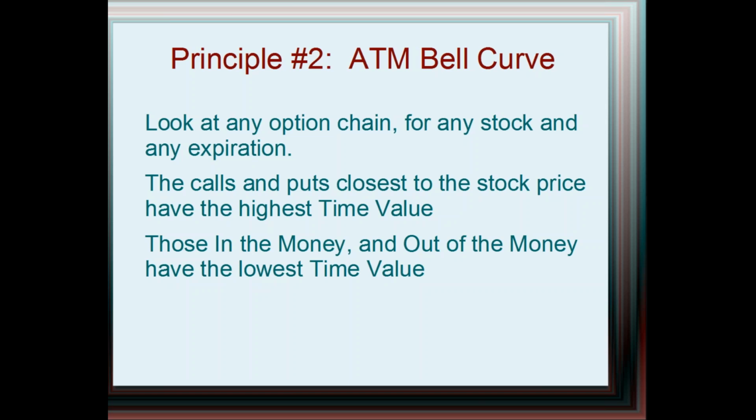It works both ways. Second principle that applies to any option strategy is, of course, the ATM bell curve. You look at any option chain for any stock at any expiration close in or far out in time. The call options and the put options that are closest to the stock price right now, the at the money, will have the highest time value on the chain, comparing it to same expirations. Those that are in the money or out of the money have the lowest time value.